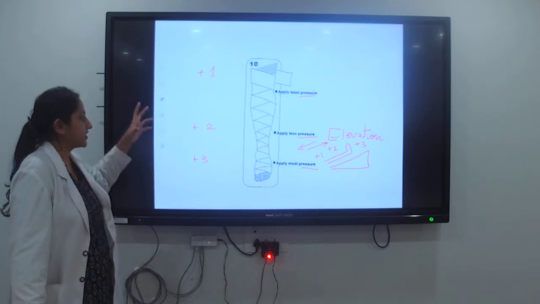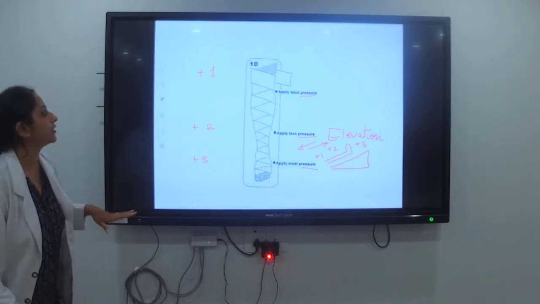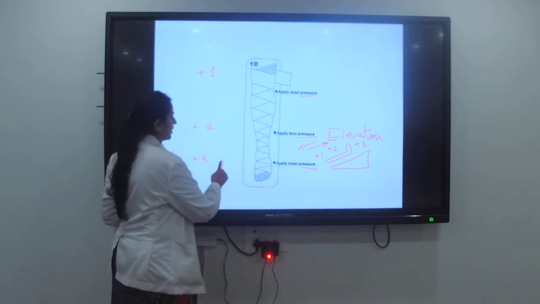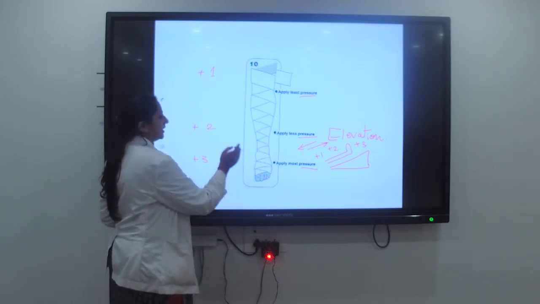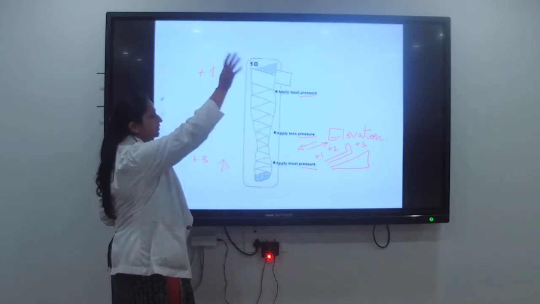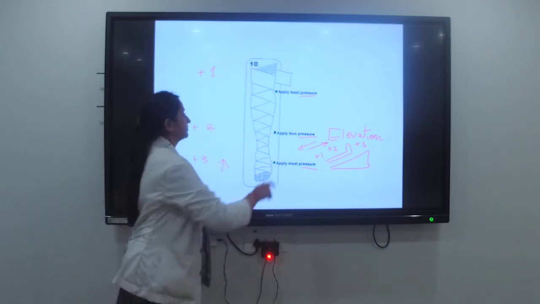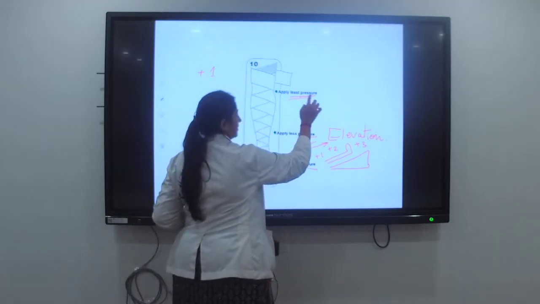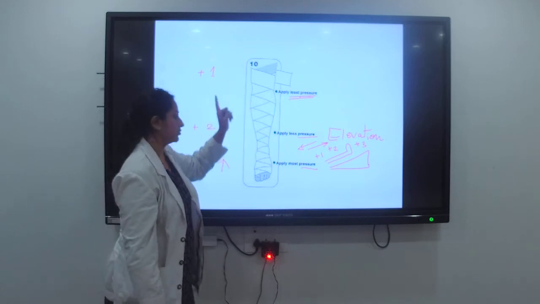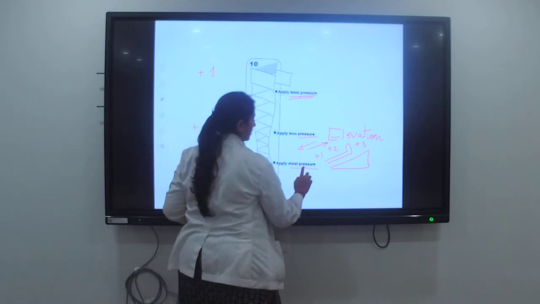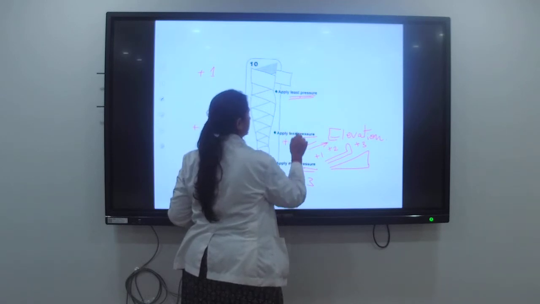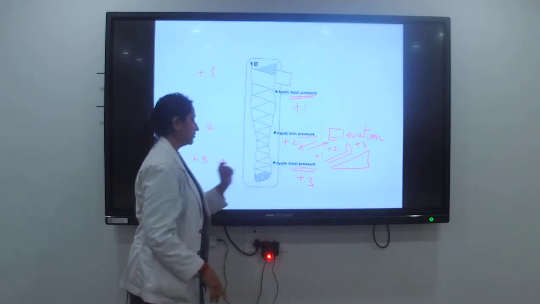So this pressure system is very important. I repeat again, the highest pressure should be at the foot, then at the ankle region, and then towards the knee or the thigh. So what you remember is that the least pressure will be towards the knee or the thigh, and the highest will be towards the foot.